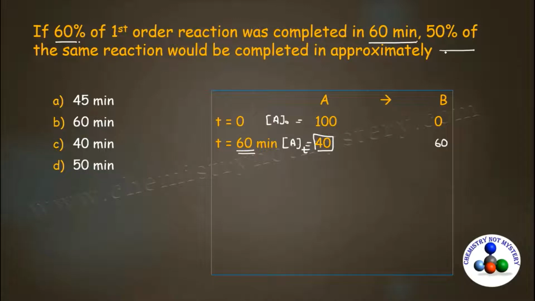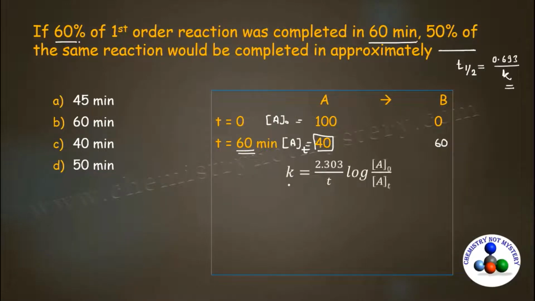In the question, it is asked to calculate the time for the completion of 50% of the reaction. That means actually we have to calculate T half, and for the calculation of T half we have the formula 0.693 over K. But we don't know the value of K. So first of all you have to calculate the value of K.